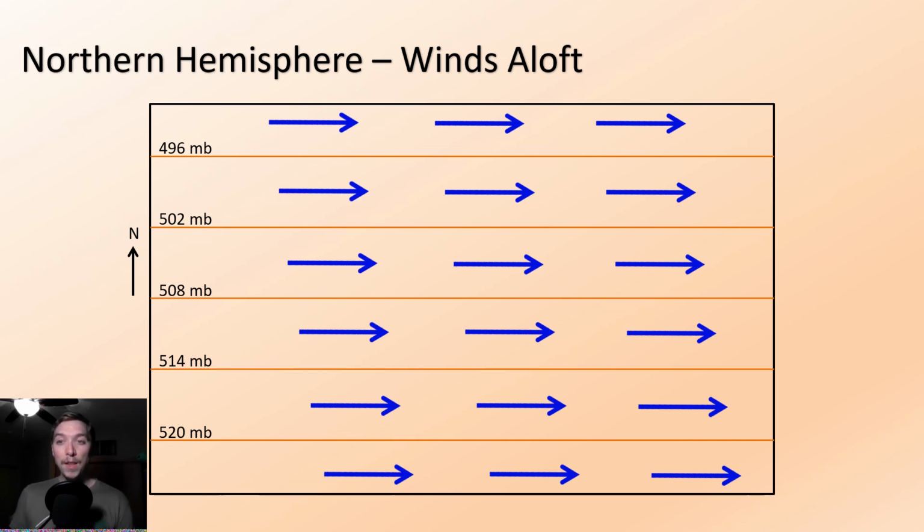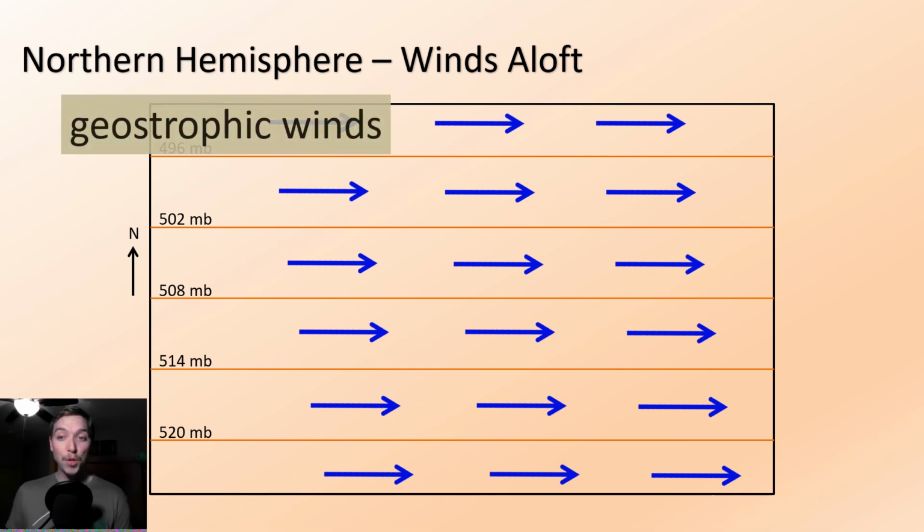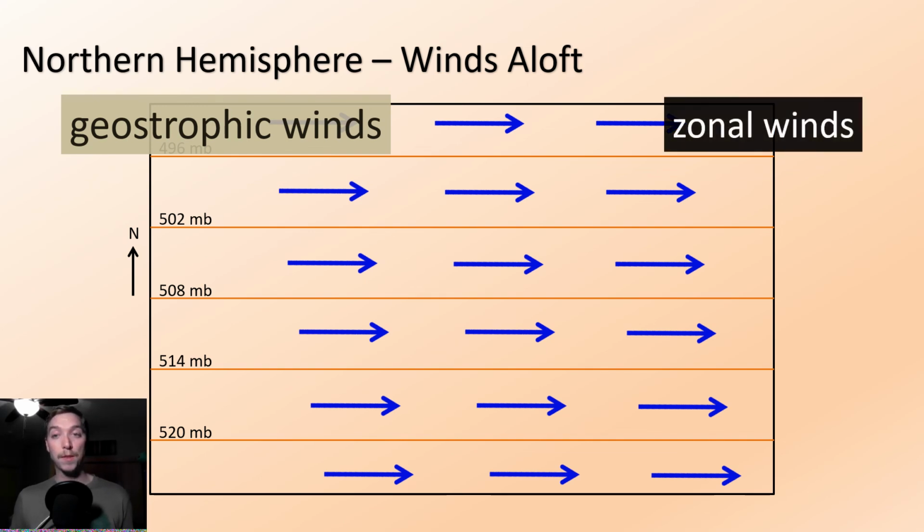When we look at winds higher in the atmosphere where isobars are relatively straight and evenly spaced, we often see winds flowing in roughly straight lines parallel to these isobars rather than perpendicular to them. These are called geostrophic winds, which are generated when a balance is reached between the Coriolis force and the pressure gradient force. If these winds flow from predominantly east to west, we call these zonal winds.